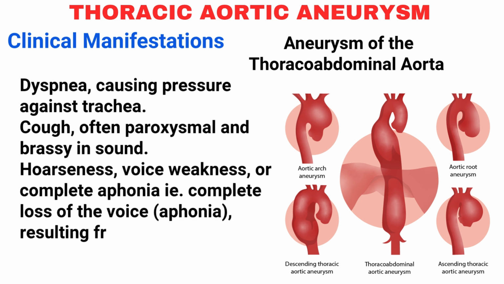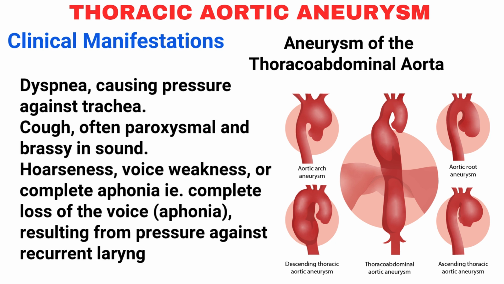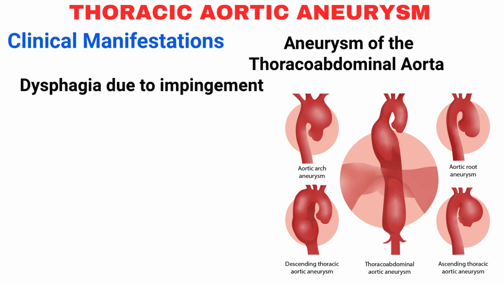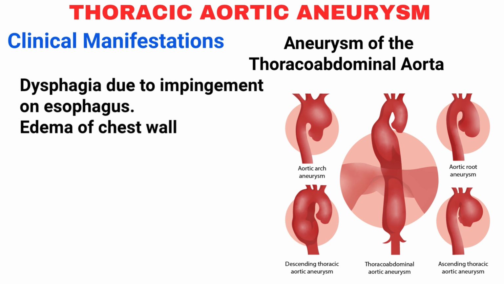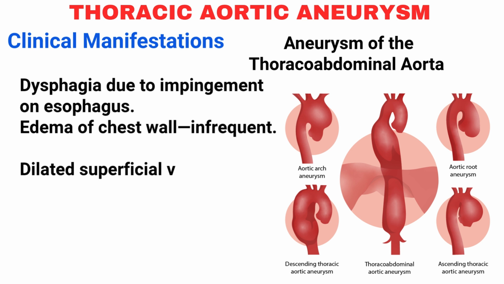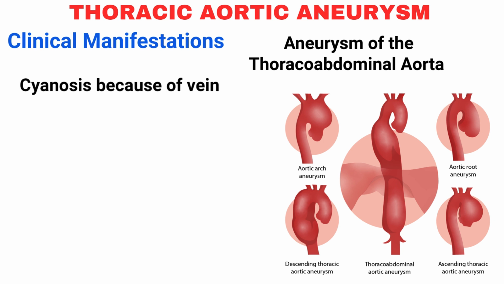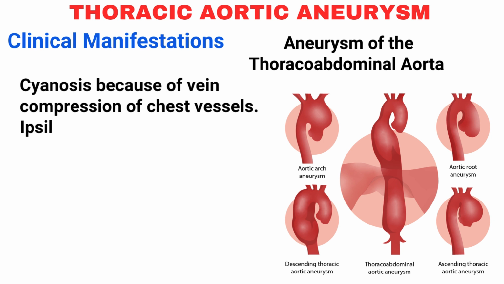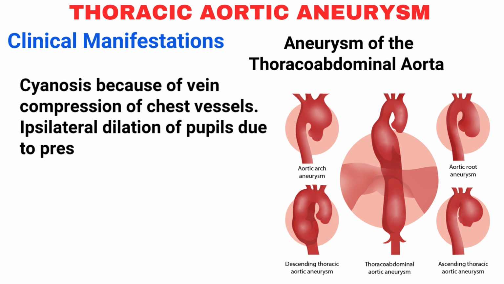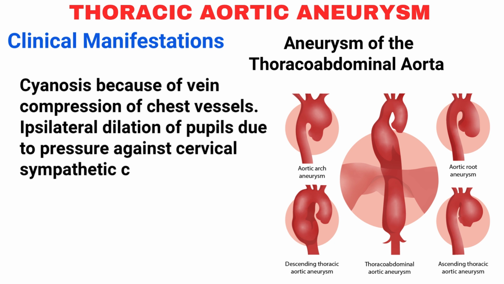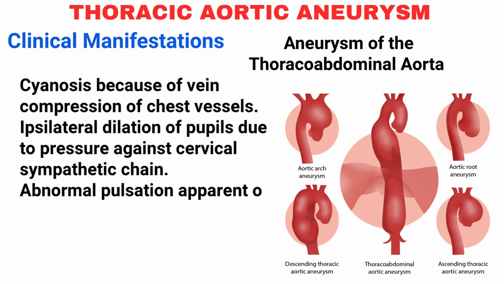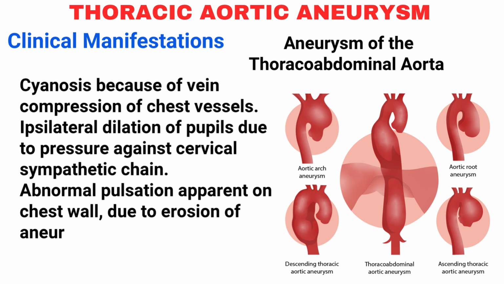is a complete loss of voice, resulting from pressure against the recurrent laryngeal nerve. Dysphagia due to impingement on the esophagus. Edema of the chest wall, that is infrequent. Dilated superficial veins on the chest. Cyanosis because of compression of chest vessels veins. Ipsilateral dilation of pupils due to pressure against the cervical sympathetic chain. Abnormal pulsation apparent on the chest wall due to erosion of the aneurysm through the rib cage.